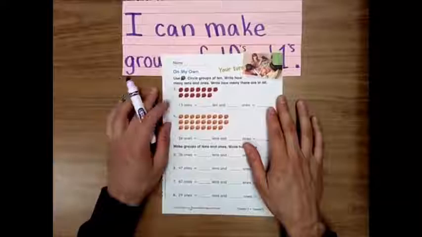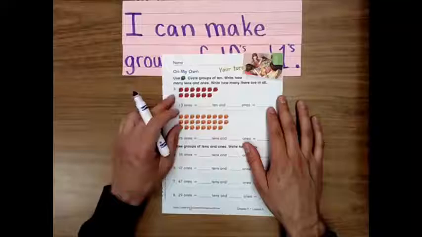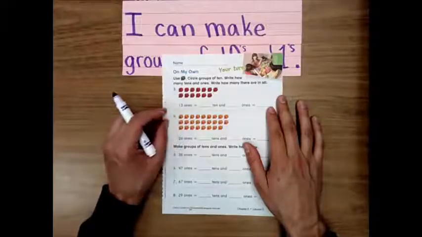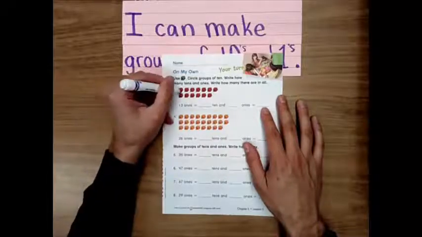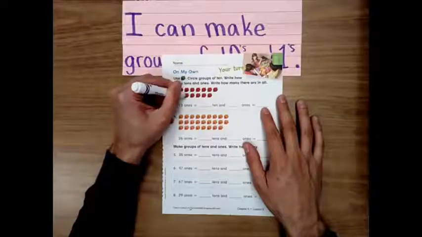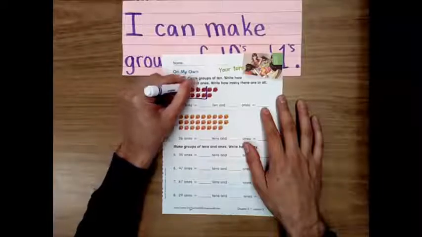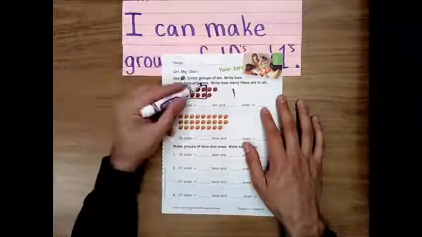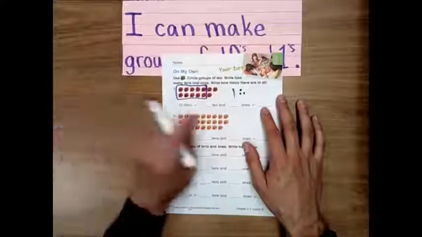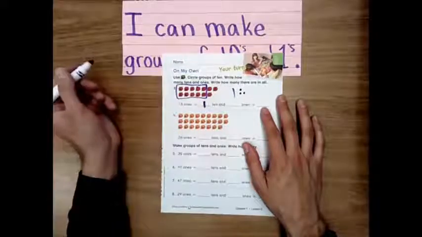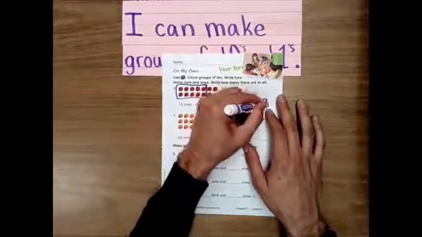Okay, so let's see, it says use blocks to circle groups of 10. Write how many 10s and 1s. Write how many there are in all. So let's circle a group of 10. Ready? 1, 2, 3, 4, 5, 6, 7, 8, 9, 10. So I'm going to circle those. So I have 1 10, and how many 1s? 1, 2, 3. Okay, so 1 10 and 3 1s equals 13. That's right.